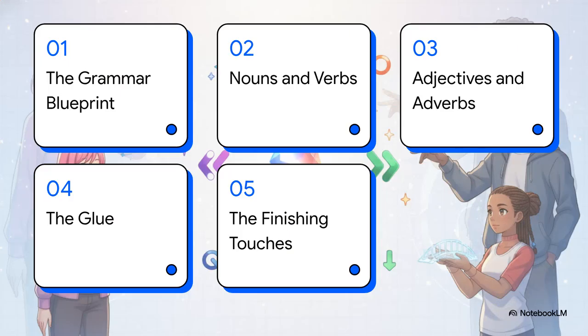Here's the roadmap for our construction project today. We've got 1. The grammar blueprint. 2. Foundation, nouns and verbs. 3. Details, adjectives and adverbs. 4. Glue, prepositions and conjunctions. And 5. Efficiency, emotion, and specificity.